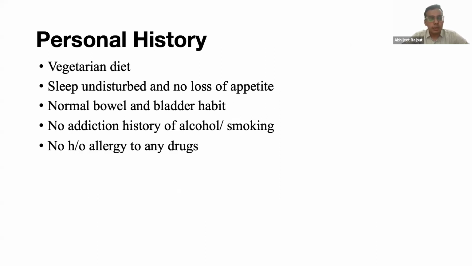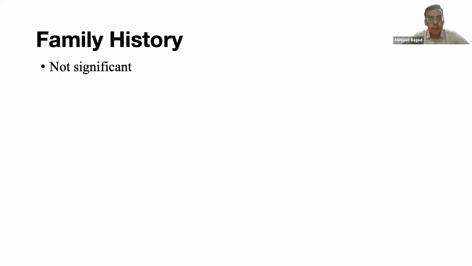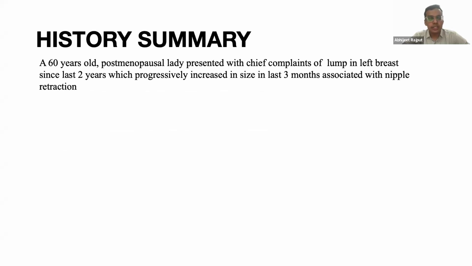Personal history. Patient is a vegetarian. Sleep is undisturbed. No history of loss of appetite, normal bowel and bladder habits. No history of addiction to alcohol, smoking. No history of allergy to any drugs. Family history is not significant. History summary. A 60-year-old postmenopausal lady presented with chief complaints of lump in her left breast since last 2 years, which progressively increased in size in last 3 months associated with nipple discharge.